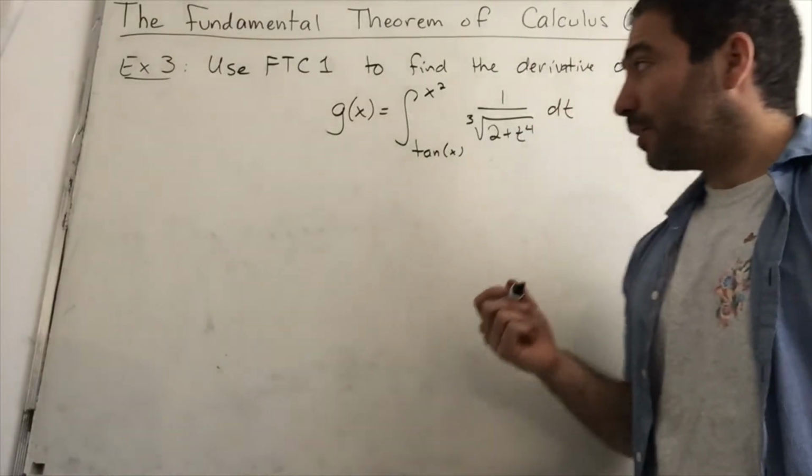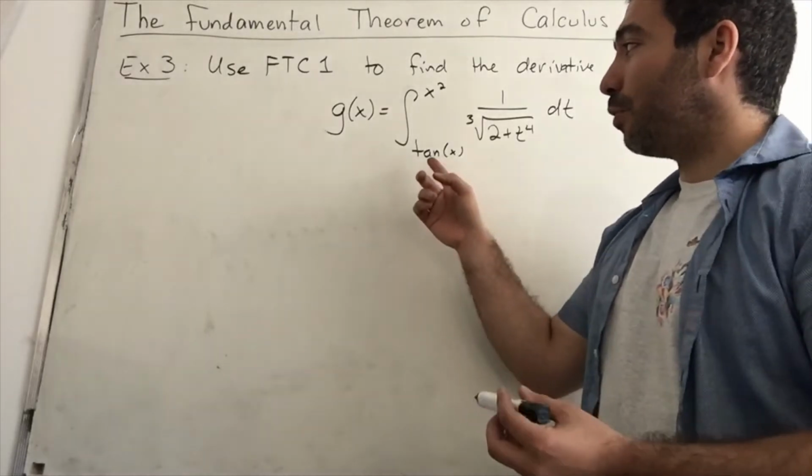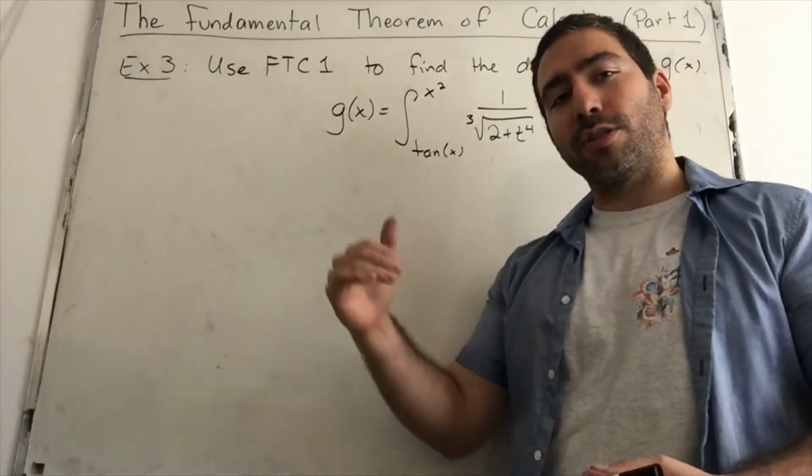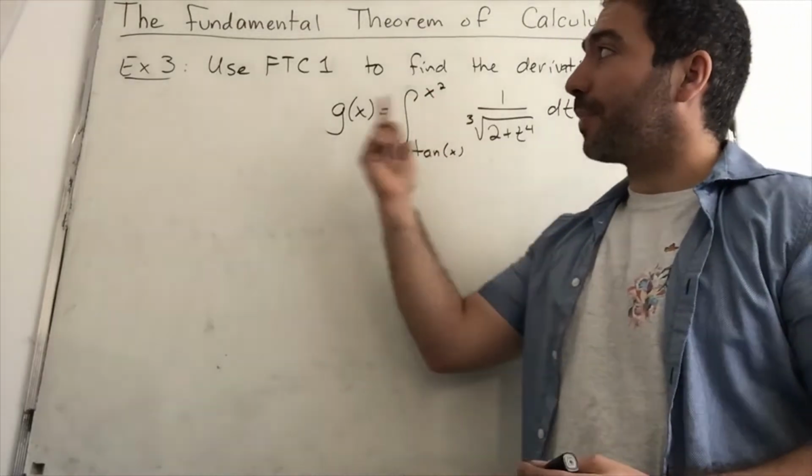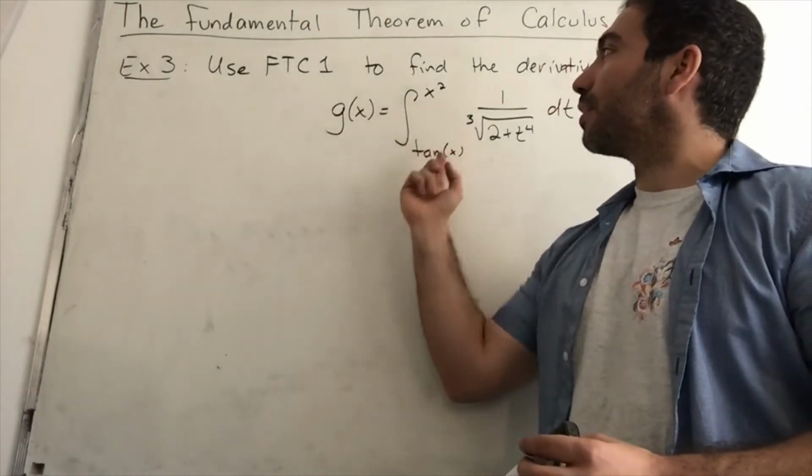Okay, so pause the video, give this a shot, see if you're able to find the derivative of g of x. Okay, so the first thing you have to catch is the fact that here we don't have a constant on the bottom. We're supposed to have a constant on the bottom and the function on the top. This is one of the requirements for FTC part 1. How can we fix this?